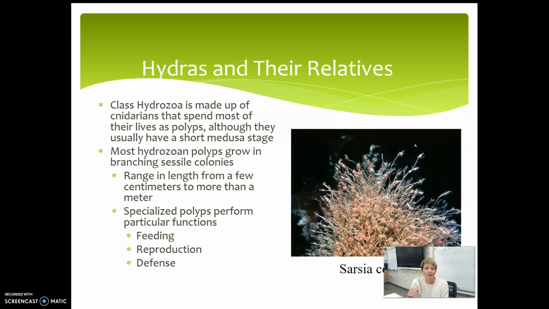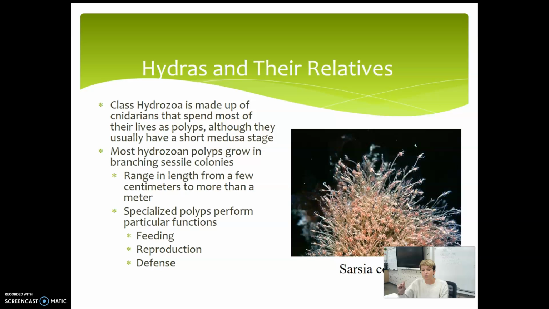So class Hydrozoa is unique of all the three classes of cnidarians because they spend their entire life as a polyp stage in the adult form. Some of them do have a short medusa stage, the hydra does not. And so for the most part, these polyps are going to grow into colonies. When you look here, this is called a colony of Sarsia. So that's an example of a cnidarian that is living together in that colony. Most of these are going to stay in the polyp stage, and they would be sessile in the adult form.